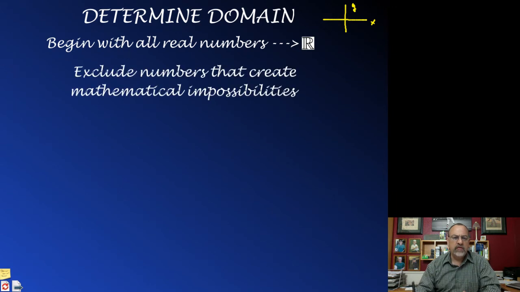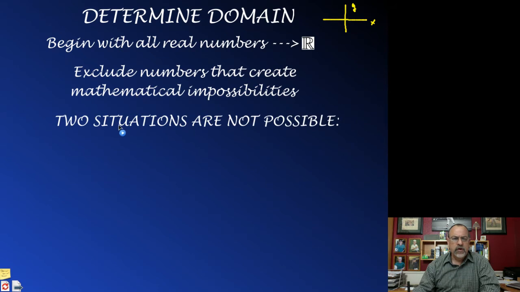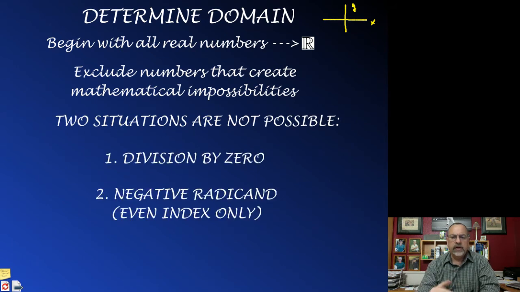We then look for, and exclude, any of the x values that, if we substituted that x value into the function, would create a mathematical impossibility because of the mathematical properties of the function. Well, what are those mathematical impossibilities that we have to look for? There are only two of them.